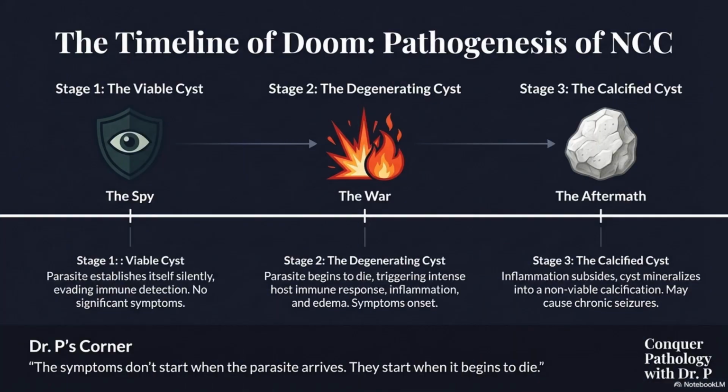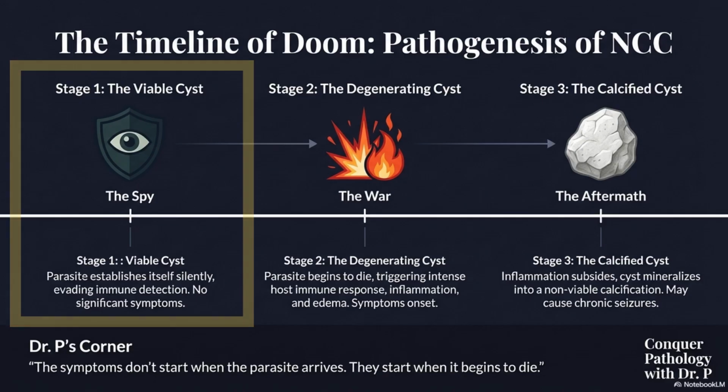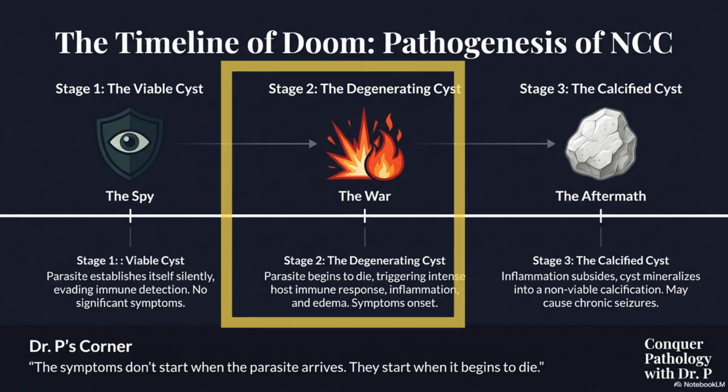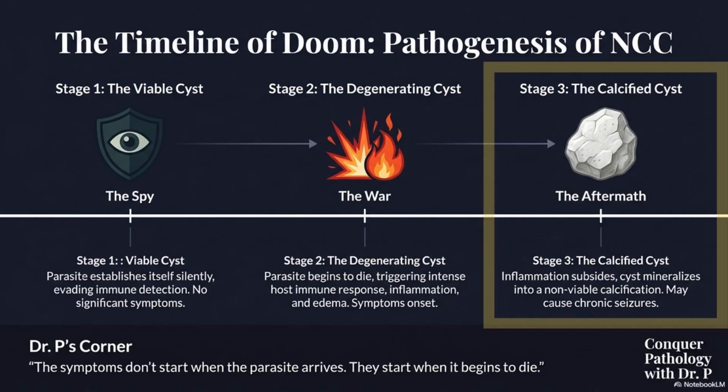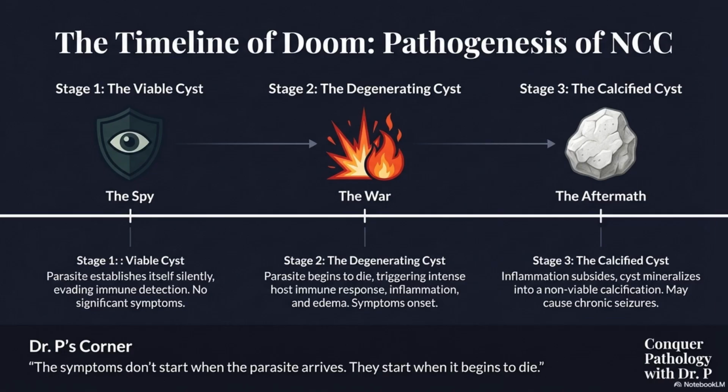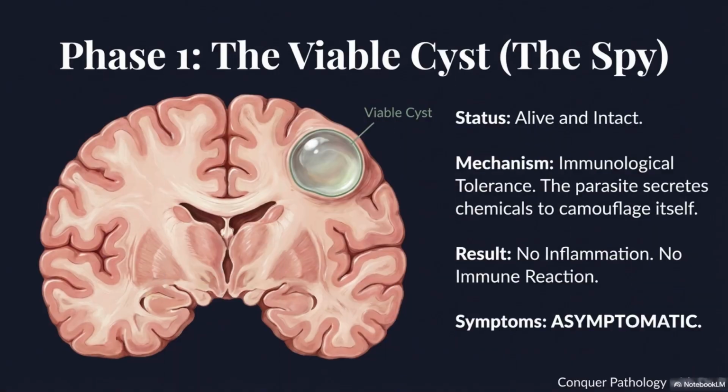The pathology isn't static. It evolves in 3 phases. The viable cyst, this is the hiding phase. The degenerating cyst, the war phase, and the calcified cyst, the aftermath. Let's look at them one by one. Phase 1, the viable cyst. The parasite is alive and hiding. It secretes molecules to suppress your immune system. There is no inflammation and the patient is often asymptomatic. The cyst is just sitting there unnoticed.